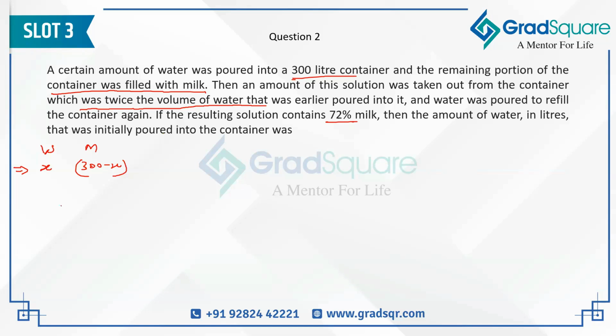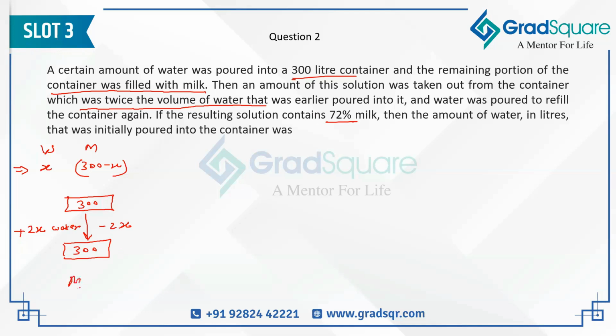Now what happens over here is that you will have 300 liters of the solution to start with, out of which your milk will be 300 minus X and water will be X. Now from this 300 liters, you are going to remove 2x quantity of the solution and add 2x quantity of water after that. So finally, what you are going to be left with is 300 liters of the solution once again. And this 300 liters of the solution finally contains 72% milk.